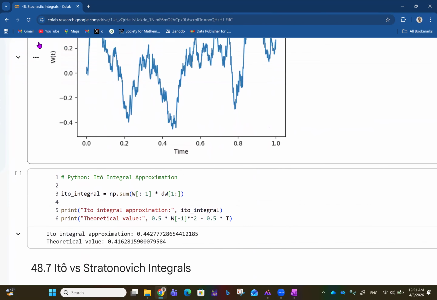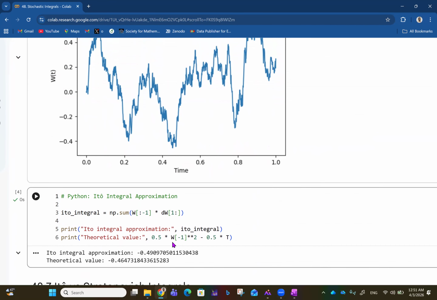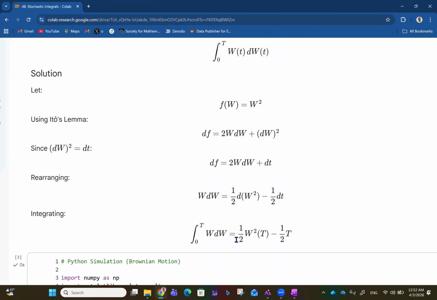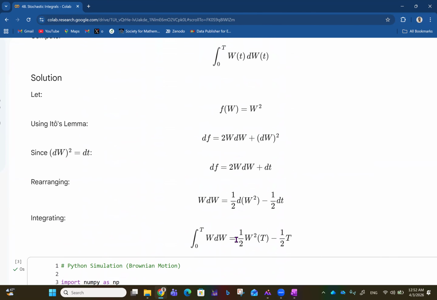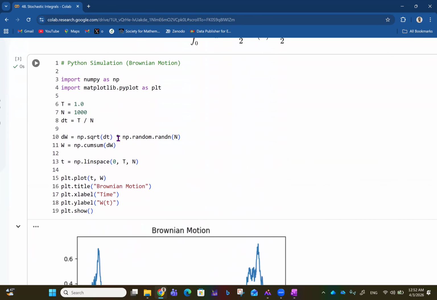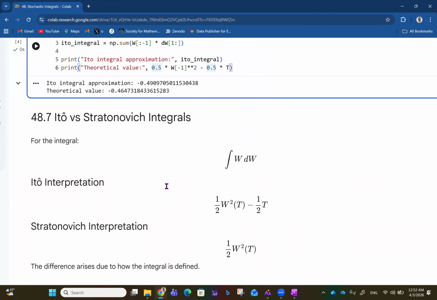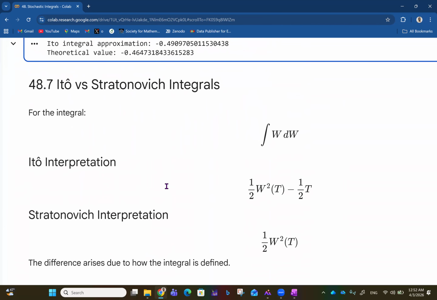Then we can also talk about the Ito integral approximation. That which we just computed, we can do as half w squared of t minus half t. That's the computation we have done here: 0.5 w squared minus 0.5 times t. And of course, t has been defined as 1.0, n is 1000 steps, so dt is t over n, like that.